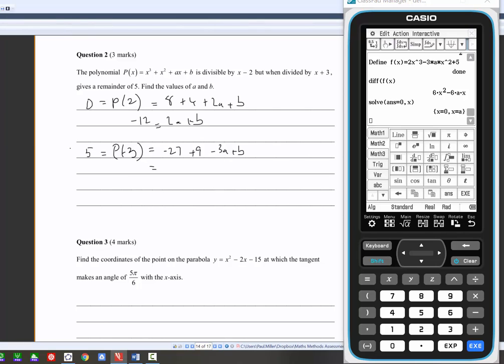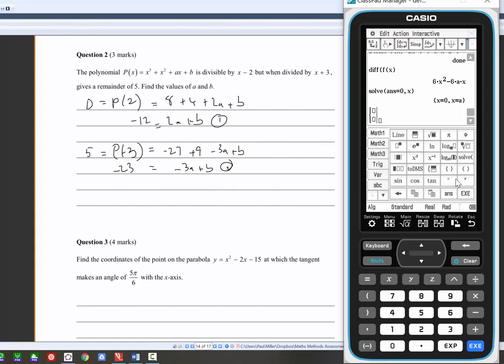-32, -23, I think. Okay, there's 1, there's 2. Yeah, probably could do this by hand quite easily, but it's getting late. 2a plus b, -23 equals -3a plus b, a comma b. Yeah, I don't remember that being the answer. What have I done wrong?